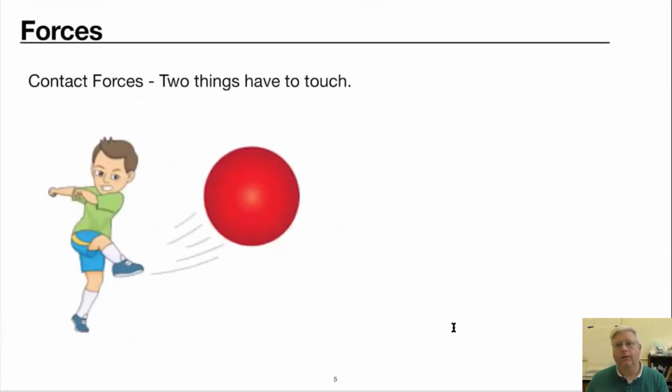So there are a couple different categories of forces. The main ones we're going to consider are called contact forces and field or long range forces. So with contact forces, two things have to touch. So for instance, if you kick a ball, your foot has to touch the ball in order for you to apply a force to it.